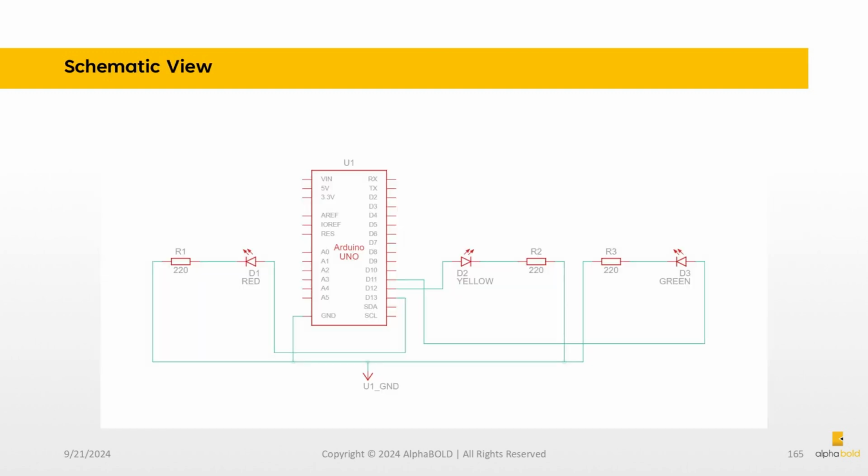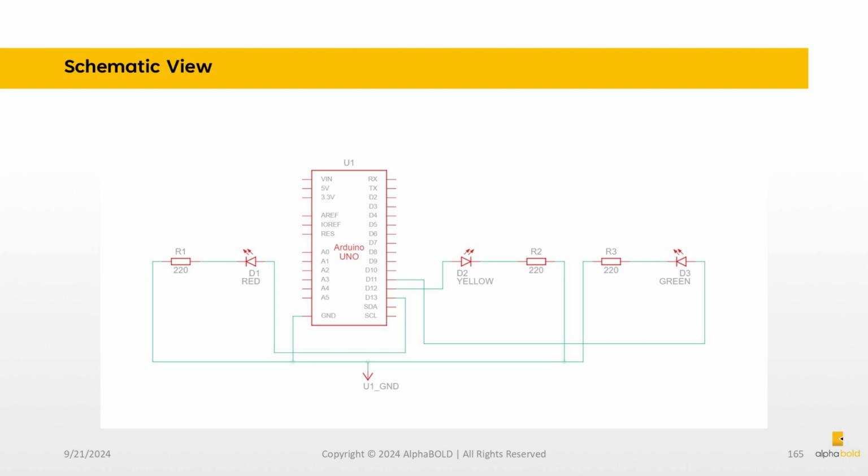This schematic shows 3 LEDs connected to an Arduino Uno. Each LED, D1 red, D2 yellow, D3 green, is connected in series with a 220 ohm resistor, R1, R2, R3 respectively, to a digital pin on the Arduino: D13 for the red LED, D12 for the yellow LED, and D11 for the green LED. The other end of each LED is connected to ground, U1_GND.